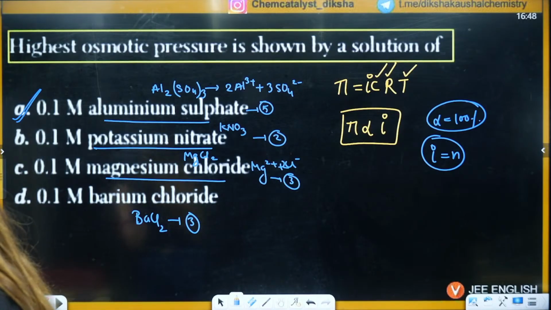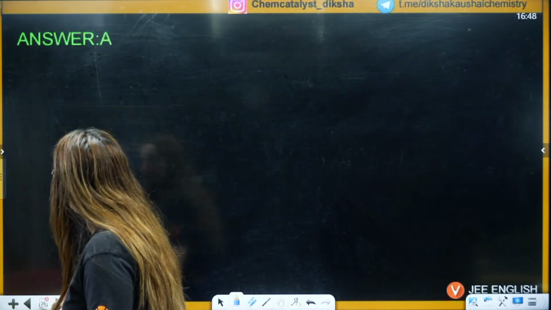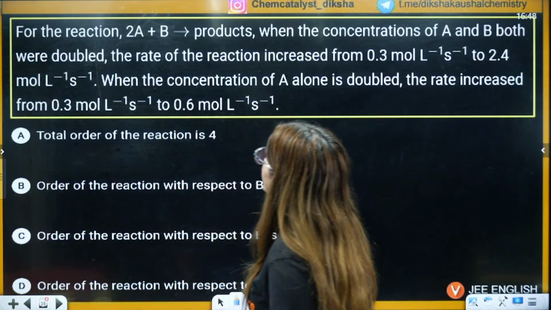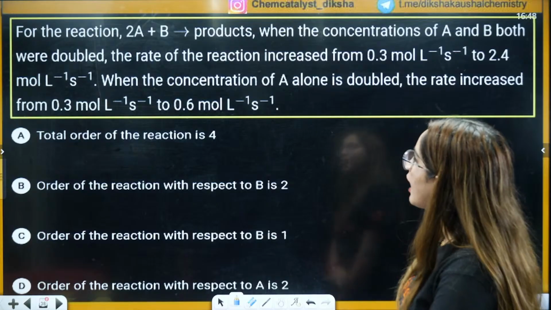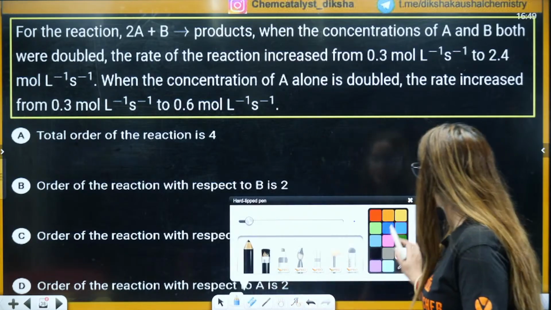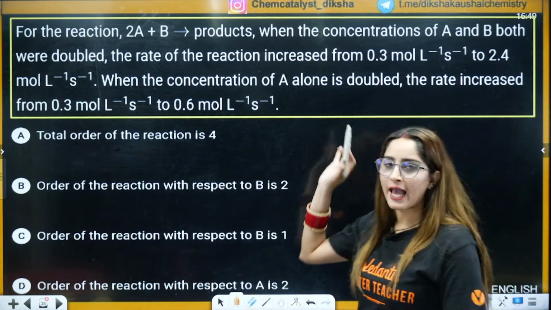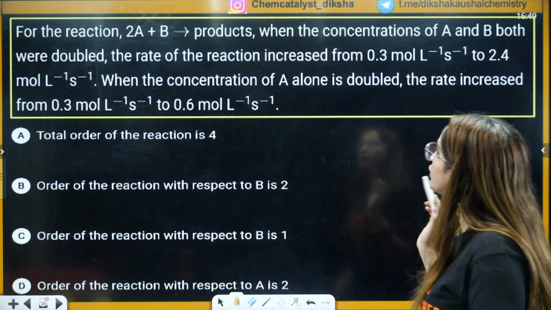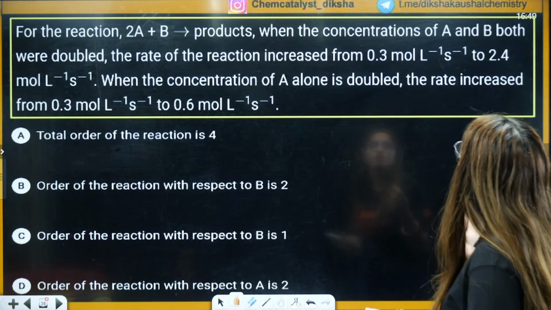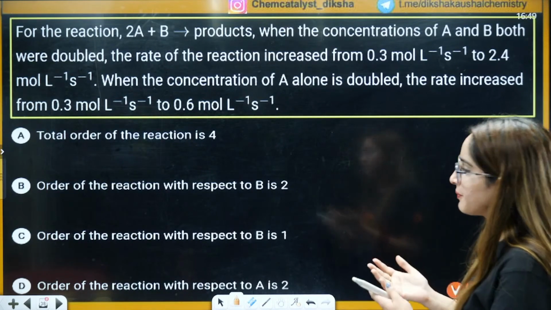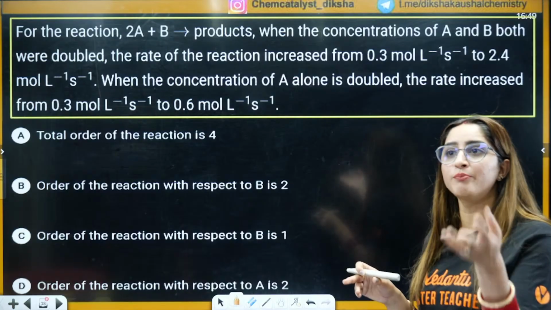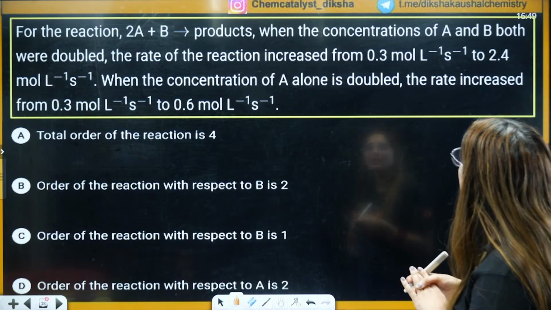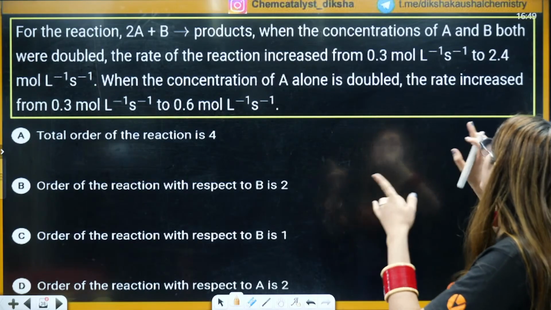Very good. Okay, next question, this we have done. For a reaction, this is from chemical kinetics. Some reaction is given to you, we don't know which reaction. When the concentration of A and B both were doubled, the rate of the reaction increases from 3 to 24.